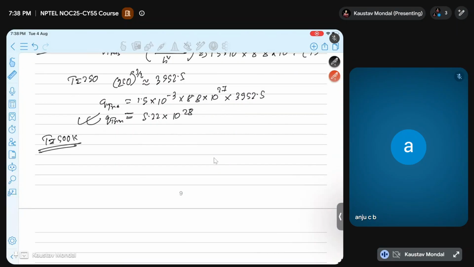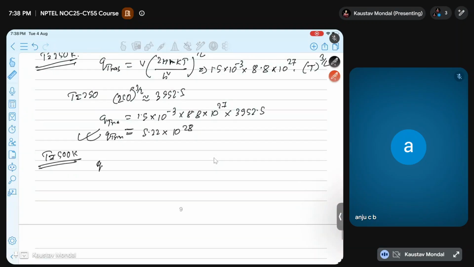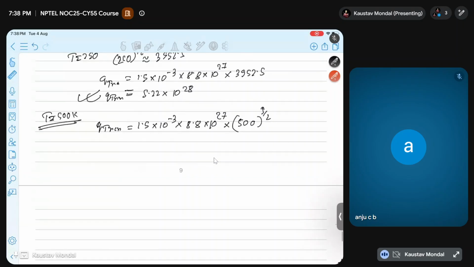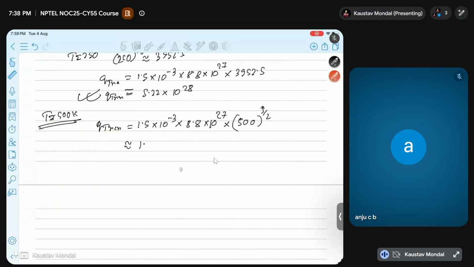To calculate at 500 Kelvin in a similar way, Q translational will be 1.5 into 10 to the minus 3. These quantities will be similar. The only thing that changes is the temperature, so 500 to the power 3 by 2. Now if you do this calculation, it will roughly give you around 1.48 into 10 to the power 29. So as you can see, there is an order of 10 difference between the temperature at 500 and at 400 Kelvin.